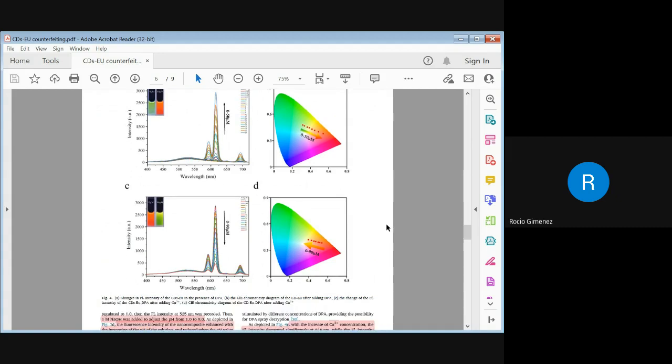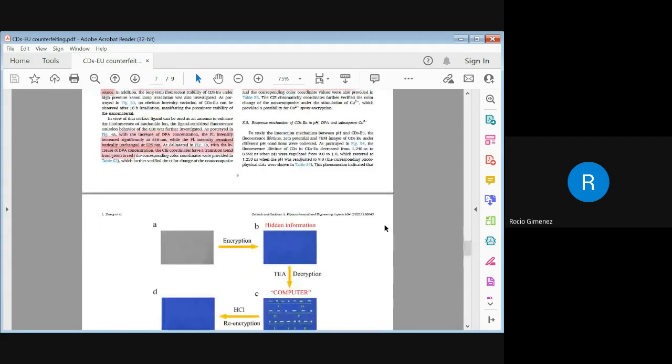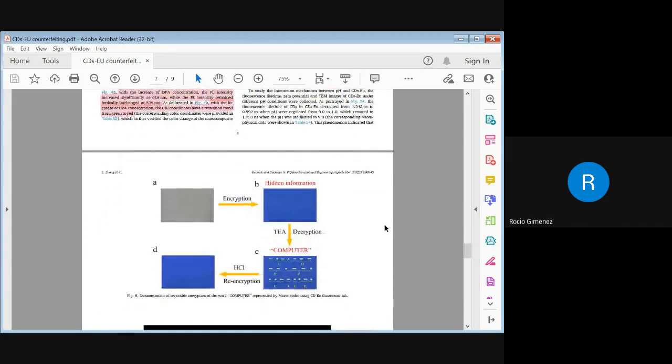As a test, they used this invisible fluorescent ink at pH 1, and they wrote in Morse code the word computer with this invisible fluorescent ink. The information was invisible under both natural light and UV light. The fluorescence color of the word computer then turned green when exposed to TEA steam. Then the information can be clearly seen, as shown here in C.